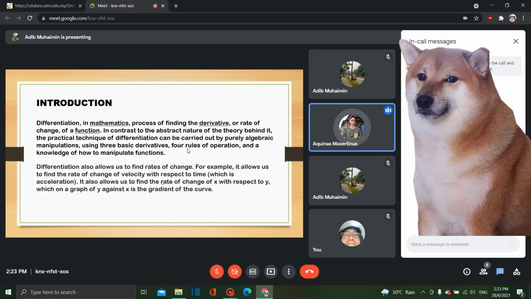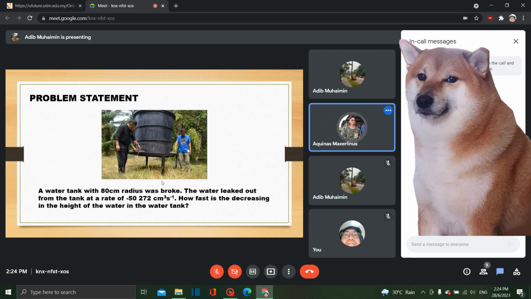Differentiation also allows us to find the rate of change. For example, it allows us to find the rate of change of velocity with respect to time, which is acceleration. It also allows us to find the rate of change of y with respect to x, which on a graph of y against x is the gradient of the curve. And so I give it to Adib for the next slide.